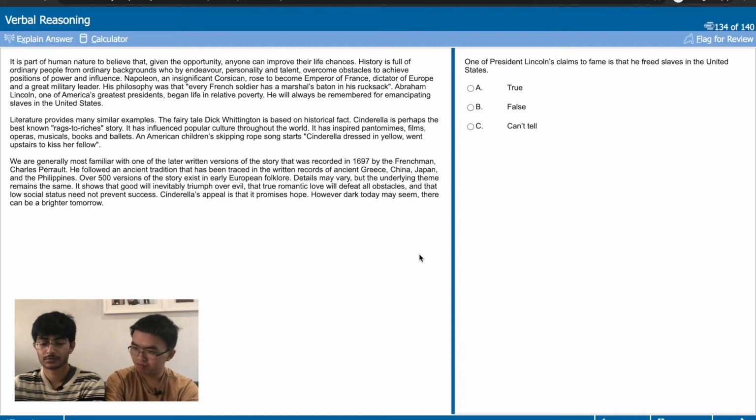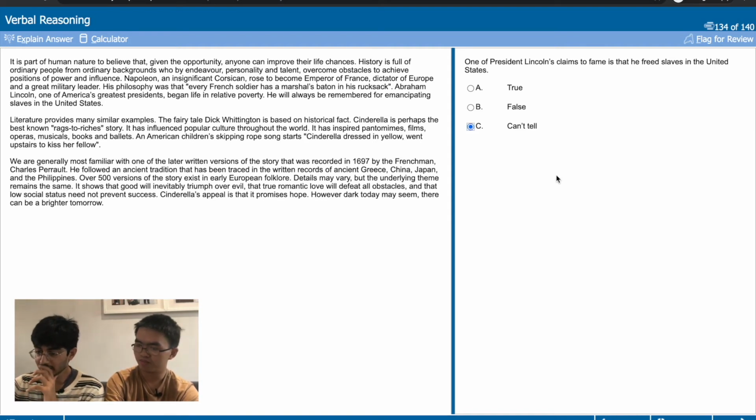Okay, this one. The next one: one of President Lincoln's claims to fame is that he freed slaves. So we're looking for Lincoln, and that is mentioned in the first paragraph as well. He began life in poverty, and he was remembered for emancipating slaves. Basically, if you don't know what it means, guess based on the context. So emancipating probably means free. So one of President Lincoln's claims to fame, okay, that's pretty important. So he'll always be remembered for emancipating slaves.